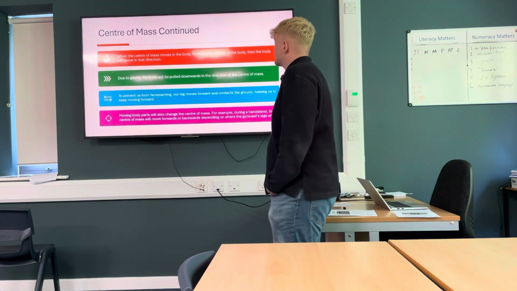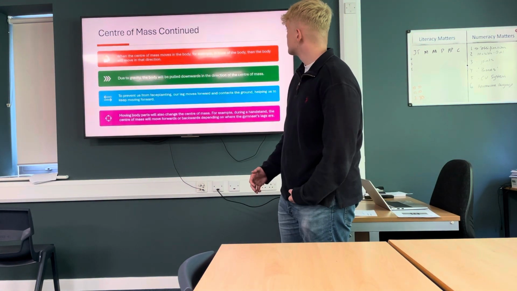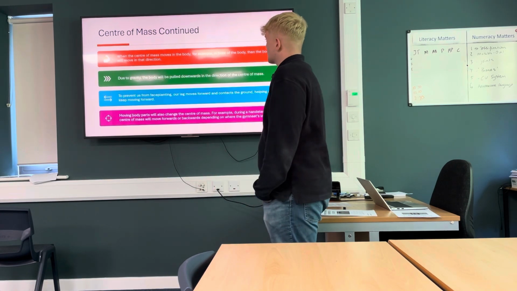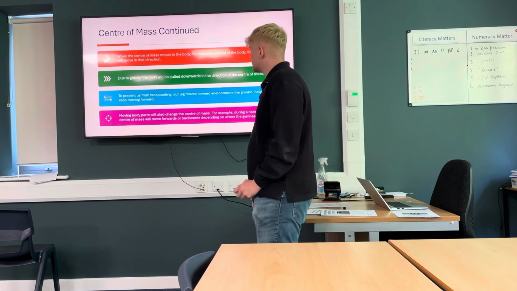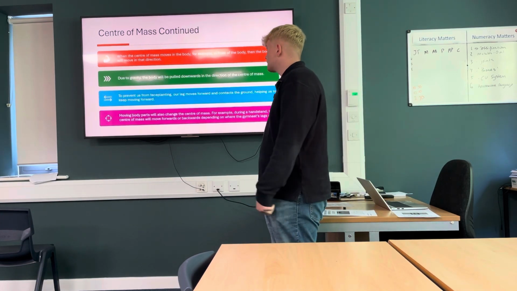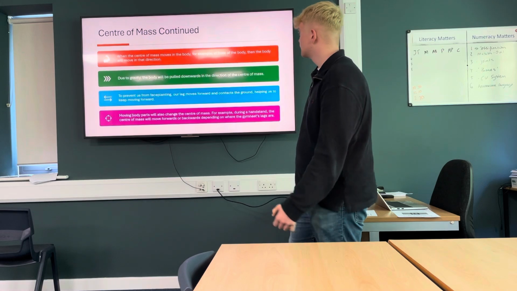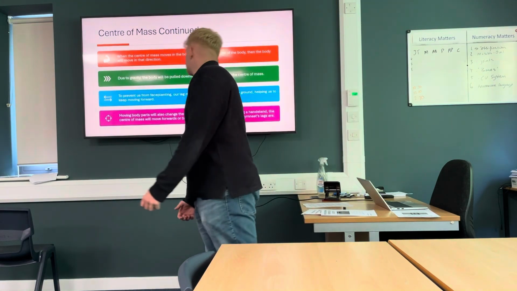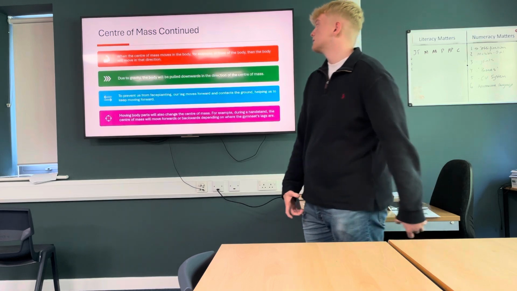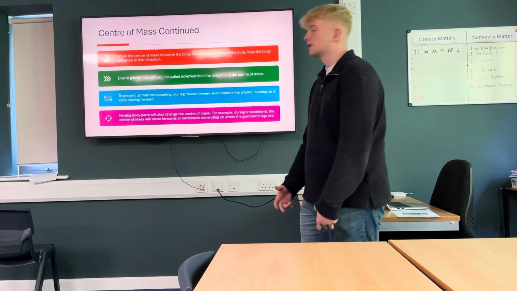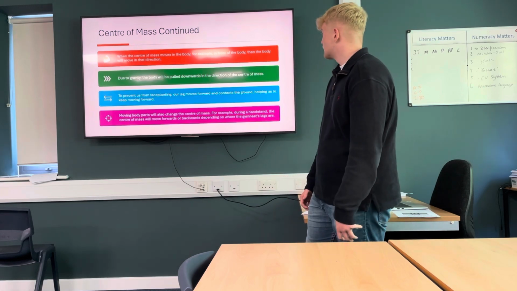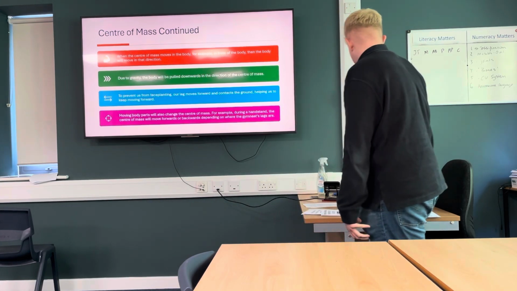So when the centre of mass moves in the body, for example to the front of the body, the body will move in that direction. Due to gravity, the body will be pulled downwards in the direction of the centre of mass. To prevent us from face planting, our legs will move forwards and contact the ground, helping us to keep moving forwards. Moving body parts will also change the centre of mass. For example, during a handstand, the centre of mass will move forwards or backwards depending on where the gymnast's legs are.